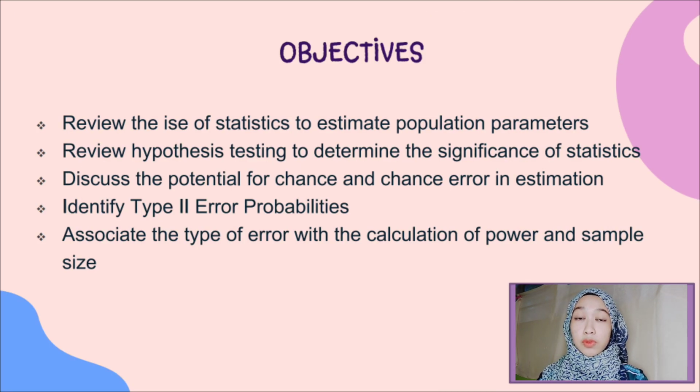The objective of doing this video is to review the use of statistics to estimate population parameters, review hypothesis testing to determine the significance of statistics, discuss the potential for chance error in estimation, identify type 2 error probabilities, and associate the type of error with the calculation of power and sample size.